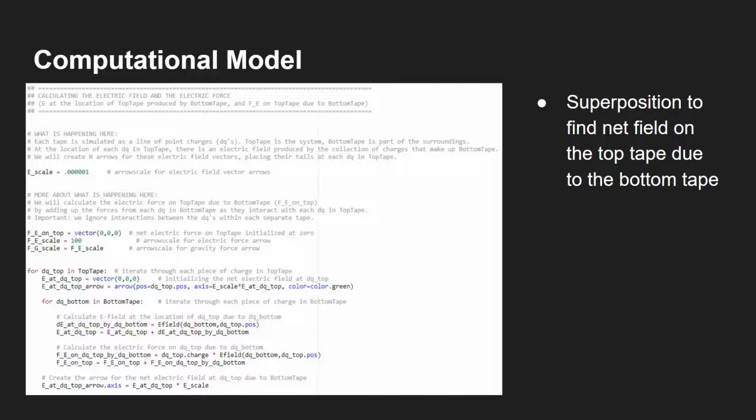Now, what's going on here is we use superposition to find a net field on the top tape due to the bottom tape. We calculate the electric force on this top tape by adding up all the forces from each dq in the bottom tape as it interacts with the dq in the top tape, as seen below, and then we create some visualization with an arrow for the net electric field.